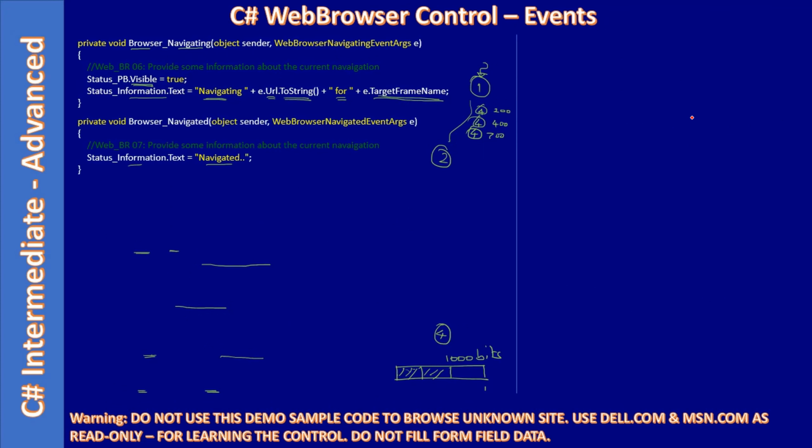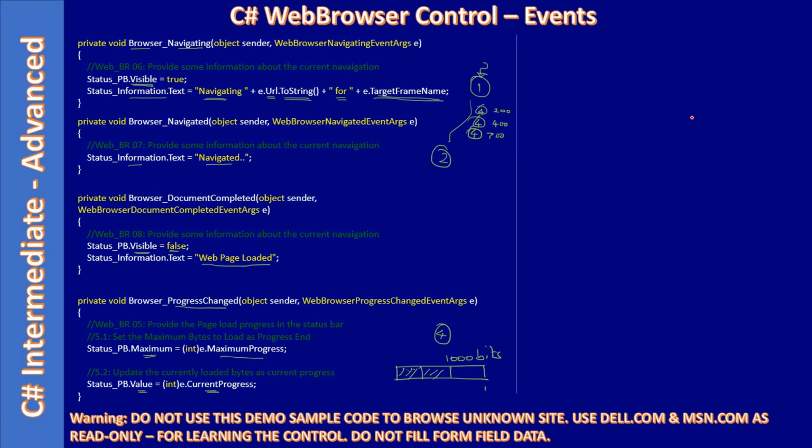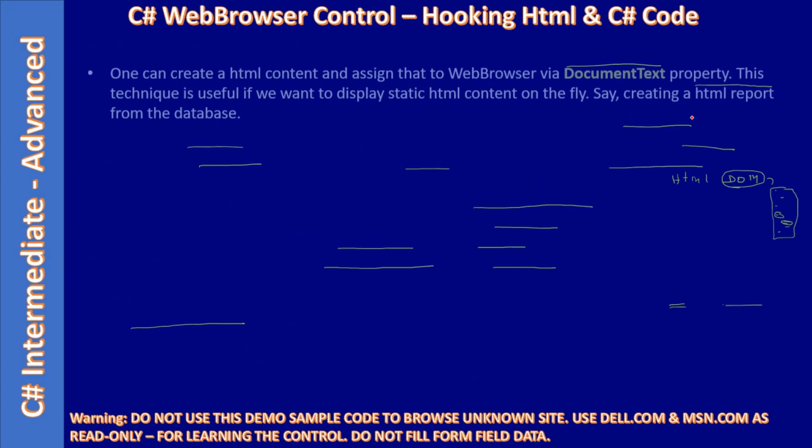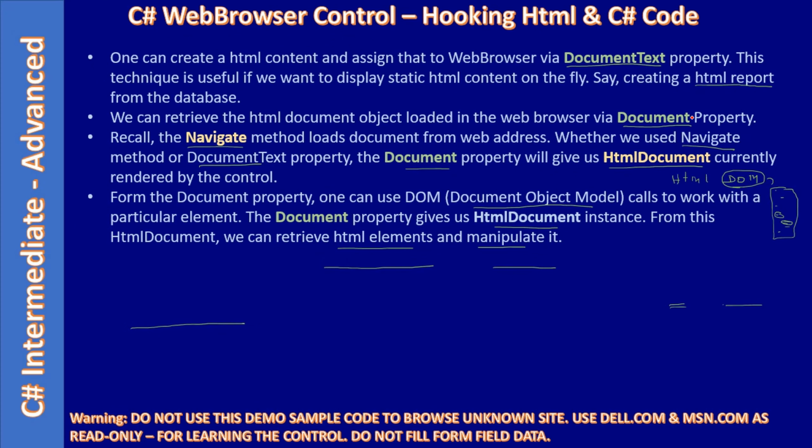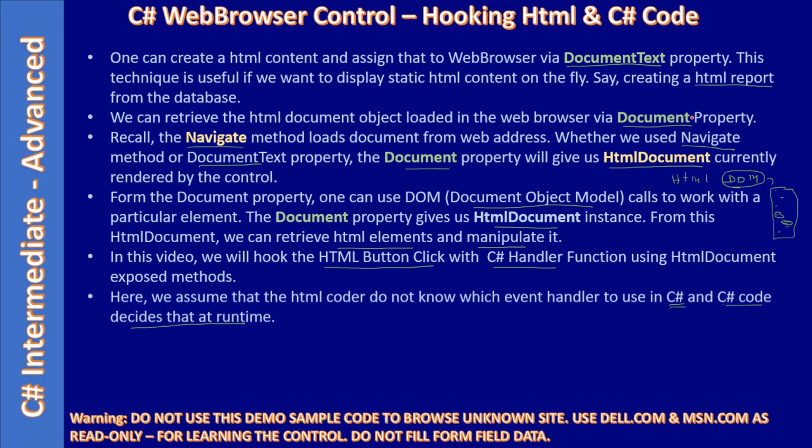After exploring the events, we learned the document and document text property, and we also learned about the HTML document and how it exposes HTML DOM support. And using the exposed API methods, we retrieved a HTML button and we hooked that with a C# event handler.